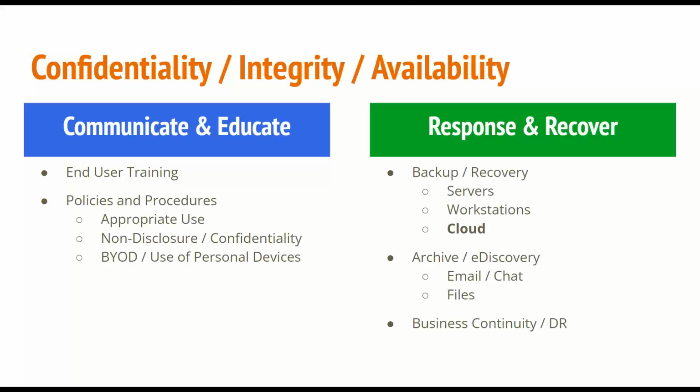When we talk about confidentiality, integrity, and availability, we do start with communicate and educate again. And here's where end user training comes into play, making sure that they understand how to use the systems, how to maintain security, what are those user best practices that they need to have in place. But it also, as I mentioned earlier, starts with those policies and procedures. And there's 3 policies and procedures that we recommend everyone have in place.